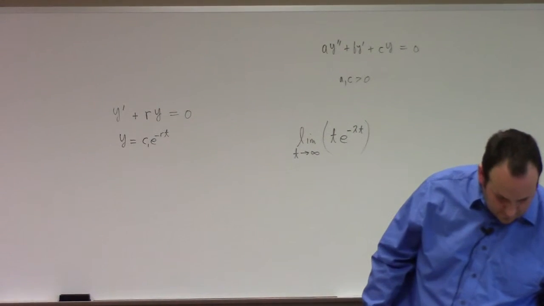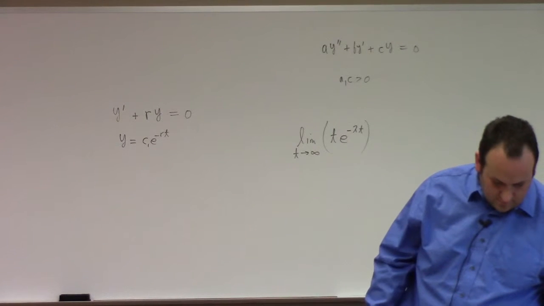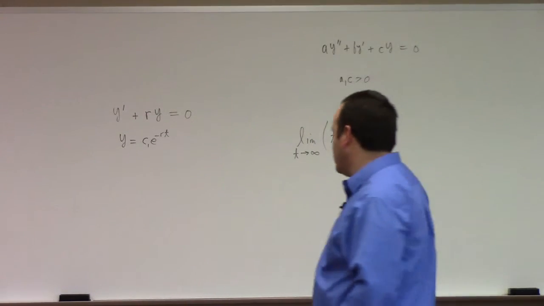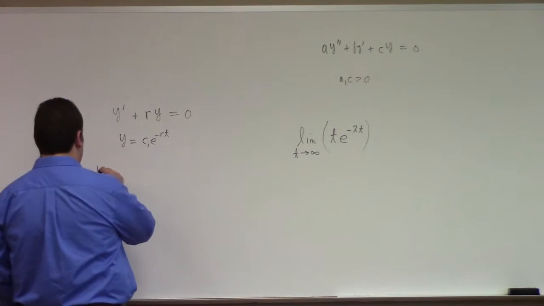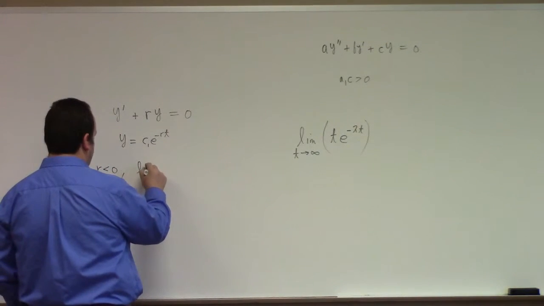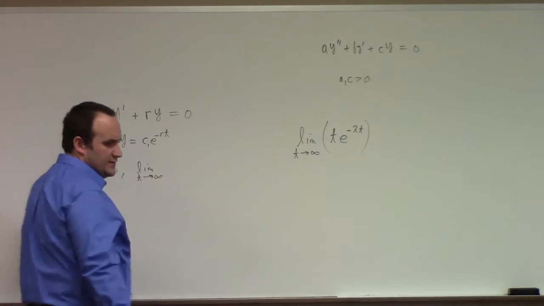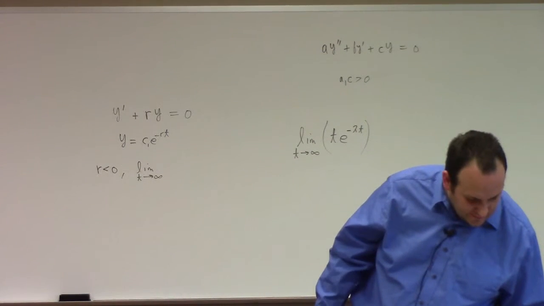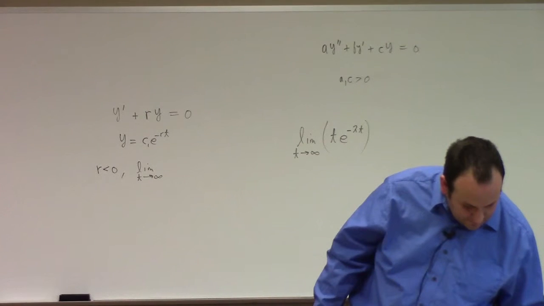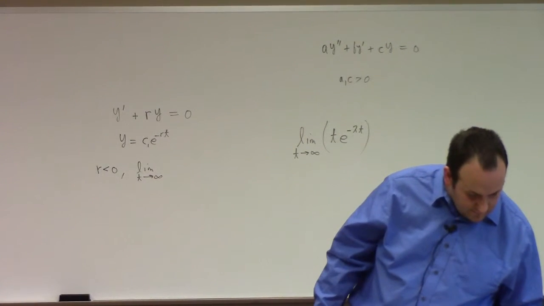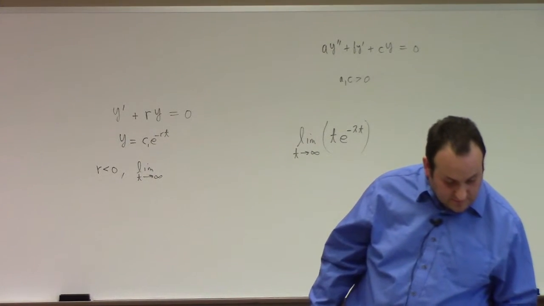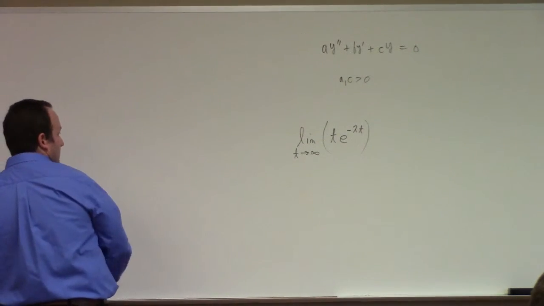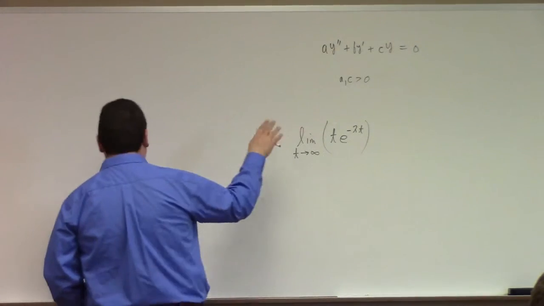Yeah? I was able to do A and D. Not B and D? B and C. Well, if r is less than 0, then what's the limit as t goes to infinity? Is he using x or t here? He's using x. Let me use x. You said B and C you couldn't understand, right? All right. Okay, I'll come back and talk about that in a minute.